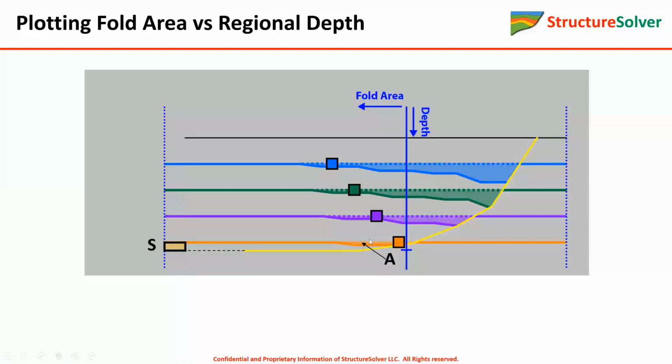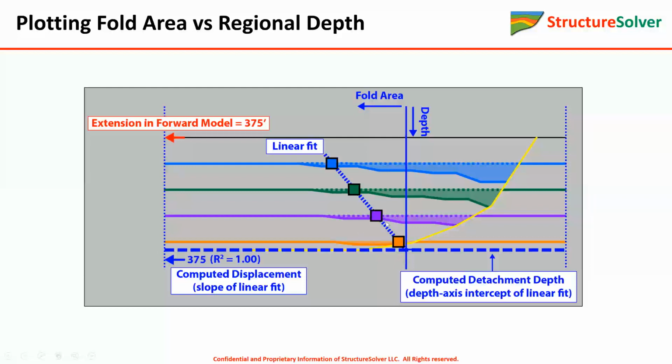Finally, we have a very small amount of area right above the detachment itself. By doing a linear fit, we get the computed displacement, which is coming from just those fold areas. You'll notice the computed displacement is reported here, and it's 375 feet. That matches our forward model's input displacement exactly, and it's computed from the slope of that line.